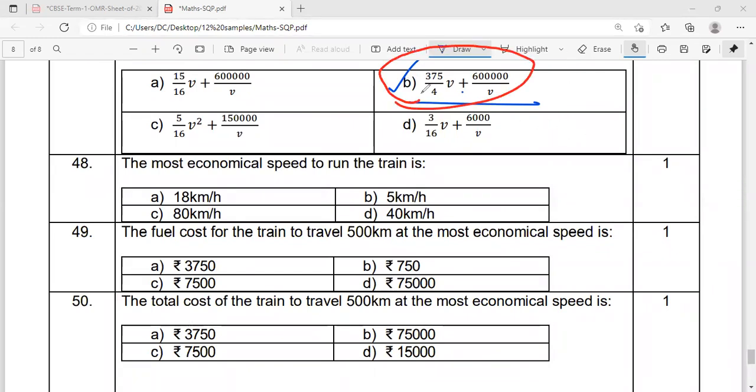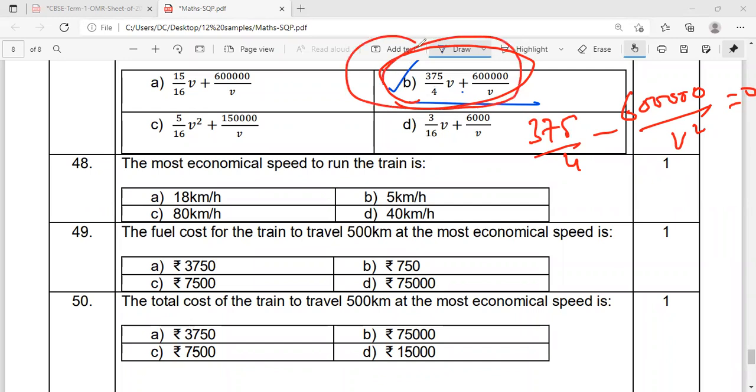Okay. So differentiate it. Differentiation of this would be 375 by 4, and the derivative of 1 by V is minus 1 by V square. We have been doing it so many times now. By now it must have been memorized, so we can directly use it. So there is 6 lakh by V square, and this thing should be 0 because what we are doing is differentiating this function. This is a function of v, f(v). We are finding f dash v, and f dash v is equal to 0.